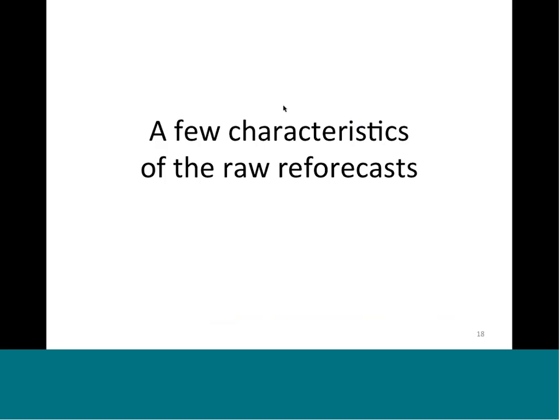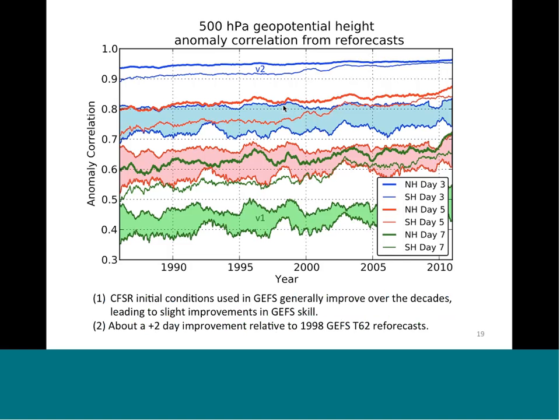Okay, going on, a few characteristics of the raw reforecasts. You may have seen figures like this from the European Center with their ERA interim, the reforecasts initialized off ERA interim. Here I'm showing you a time series of yearly average skill for 3, 5, and 7-day forecasts, both from version 2, which are the lines without the color filling, and then version 1 reforecast. That's that old 1998 reforecast data set that we created.